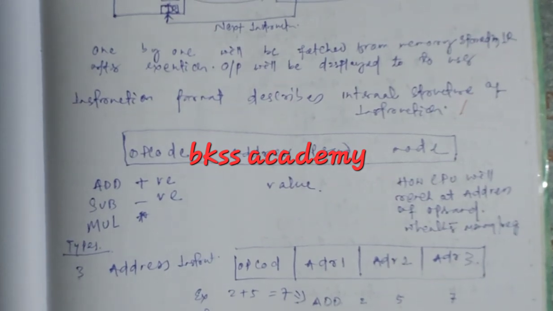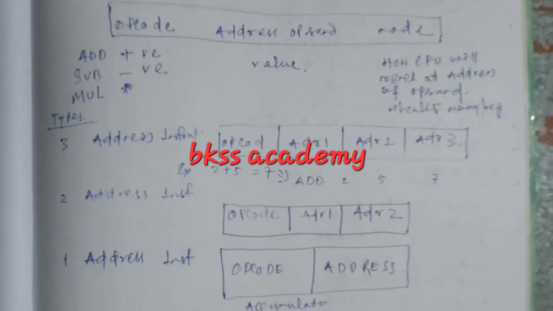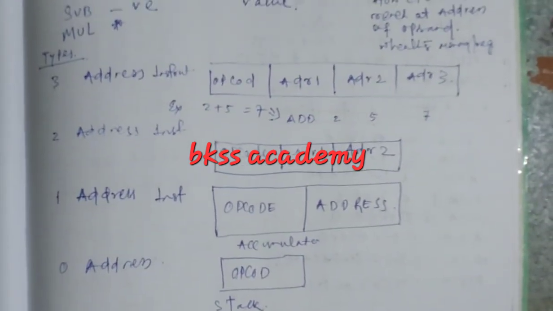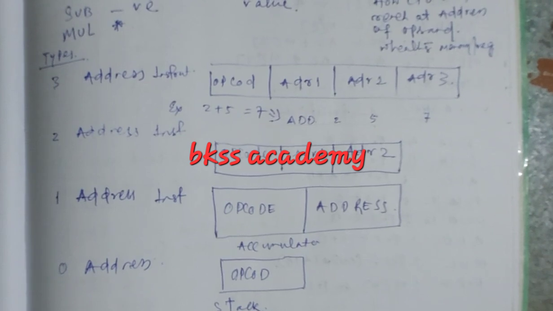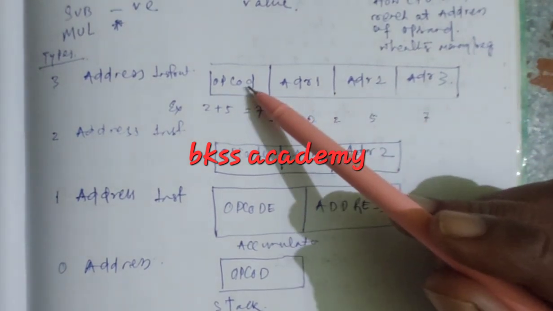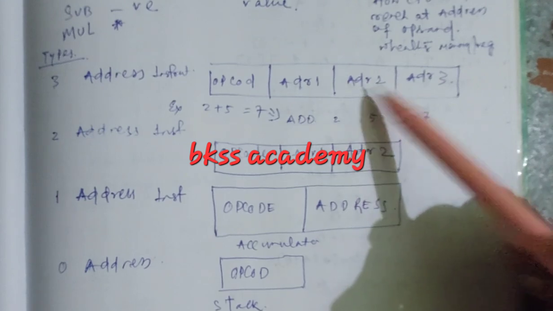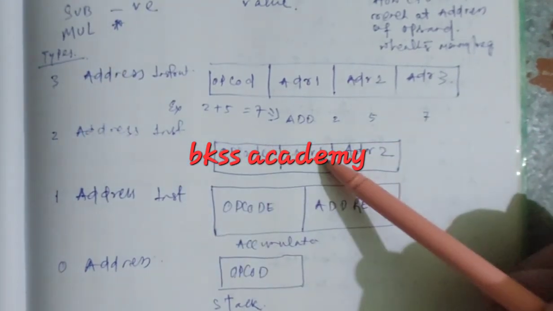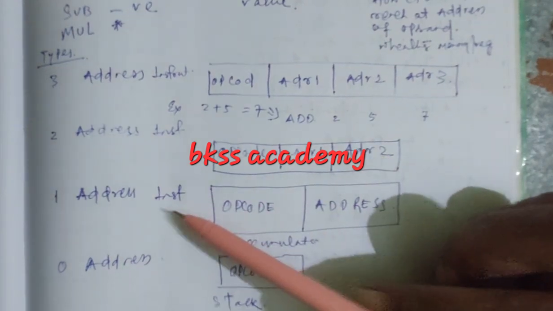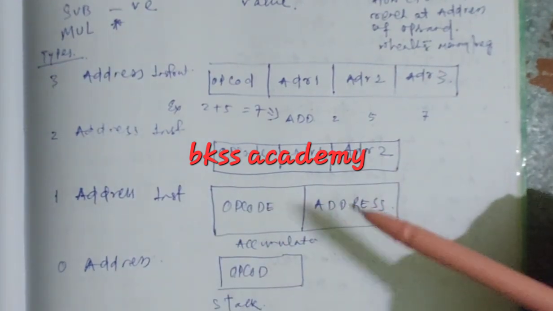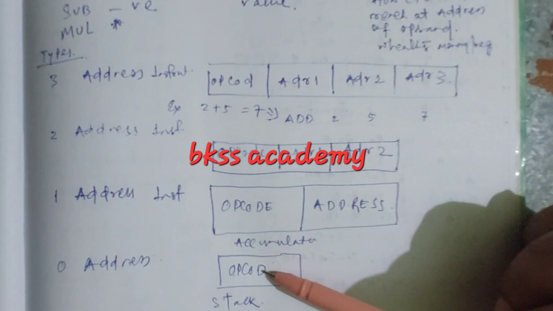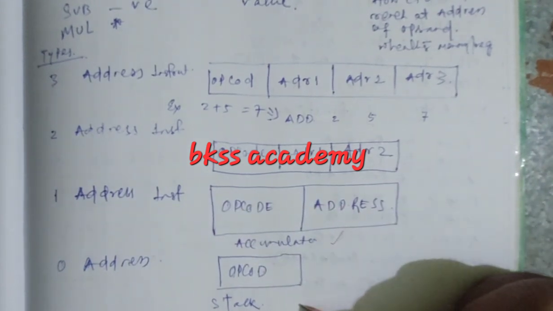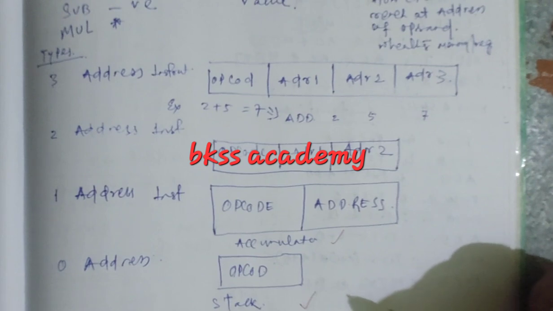These are of four types, that is 3 address instruction, 2 address instruction, 1 address instruction, and 0 address instruction. 3 address means opcode, address 1, address 2, address 3. 2 address means opcode, address 1, address 2. 1 address means opcode and address, and 0 address is only opcode. The 1 address uses an accumulator, 0 address uses a stack.